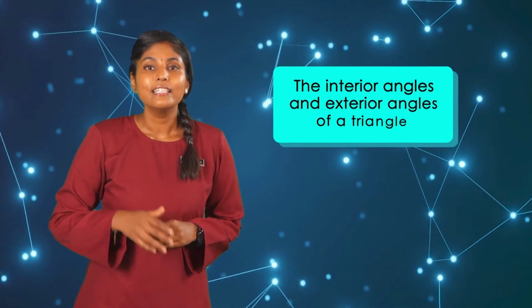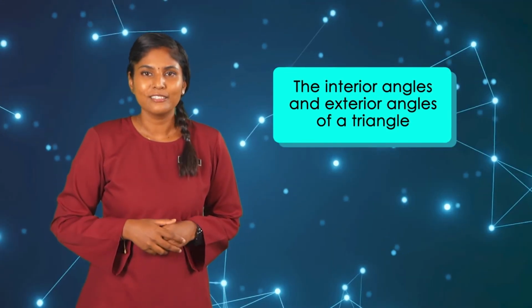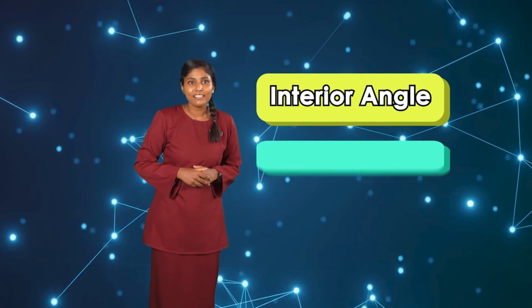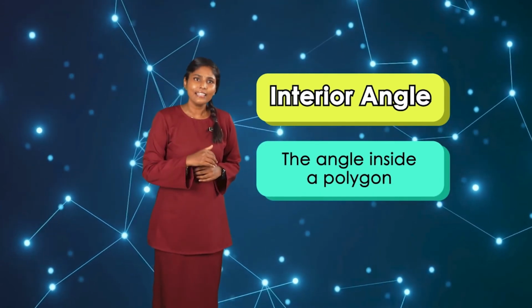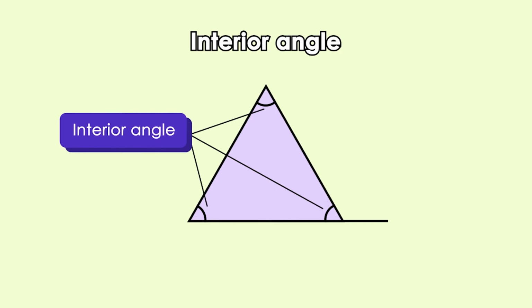Shall we move on? In the next part of this lesson, we will look into the interior angles and exterior angles of a triangle. An interior angle is an angle inside the polygon. This is a triangle. I have labeled the angles inside the triangle. All the angles are called the interior angles because the angles are inside the triangle.